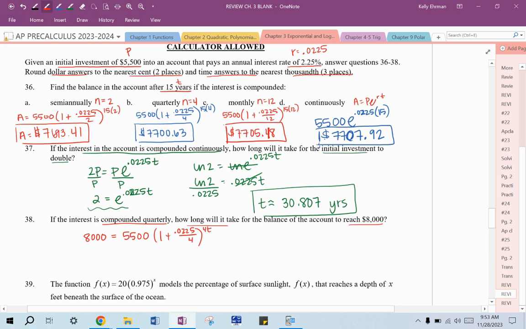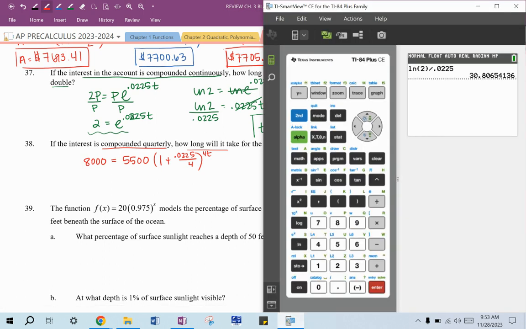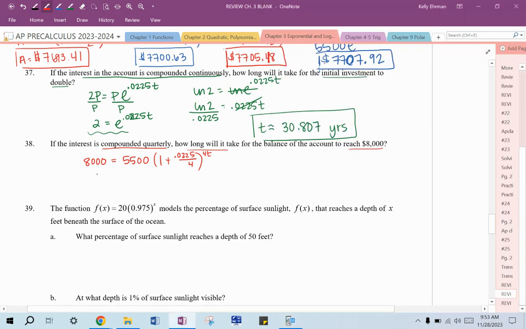I could solve this by graphing, but I think it's faster. We're pretty good at solving our exponential equations now, so instead of messing around with the window, I'm just going to solve this algebraically. So the first thing is to divide. Now you do have a calculator, so if I divide 8,000 by 5,500, that's essentially 80 divided by 55. That's 16 over 11.